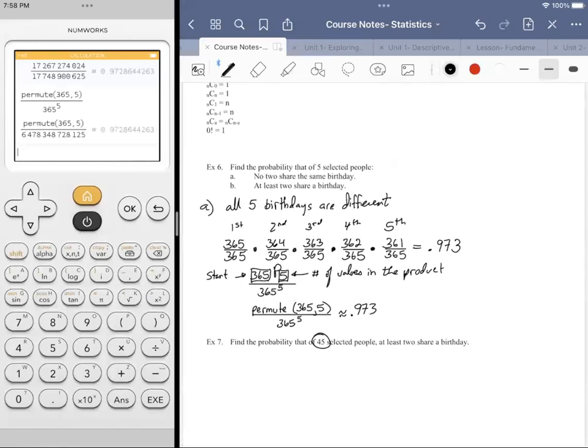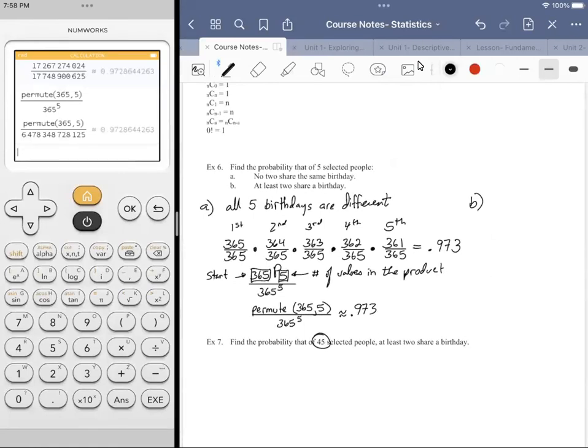Part B is kind of more of a mental type thing, because there's really no substantial computation required. It's actually very simple. It's just knowing to do this computation that makes it difficult. At least two share a birthday.